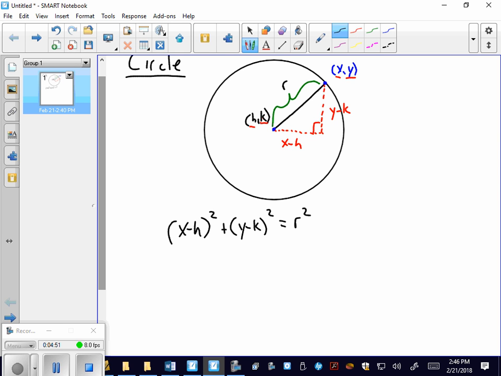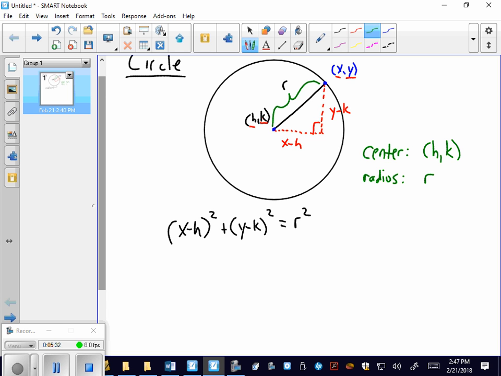That is the standard equation for a circle, where h and k represent the center, and r represents the radius of the circle. Okay, so if we wanted to find the equation of a circle given some information, now that we know that the center, let's write this out just to make sure we have it, the center is the ordered pair (h, k), the radius is r.